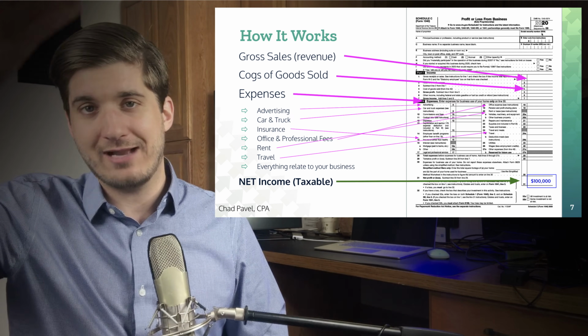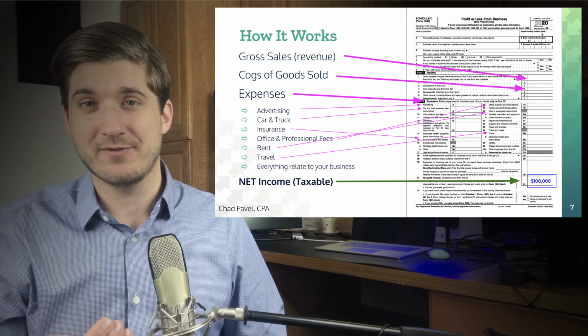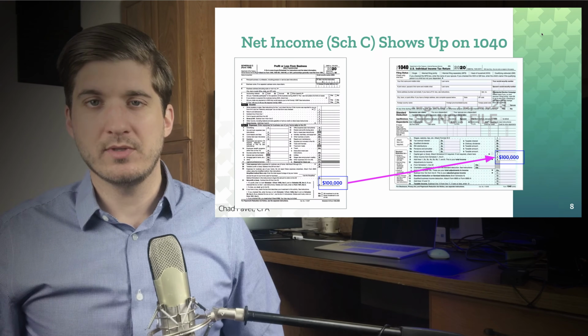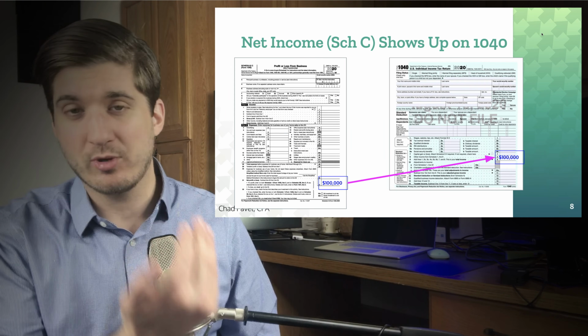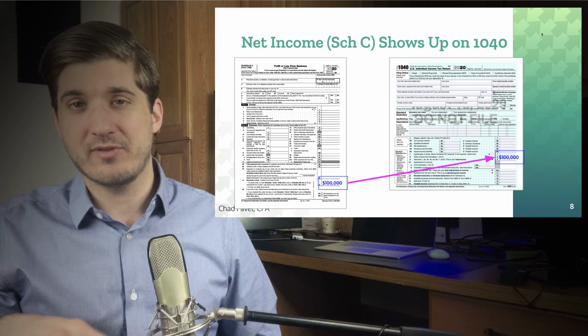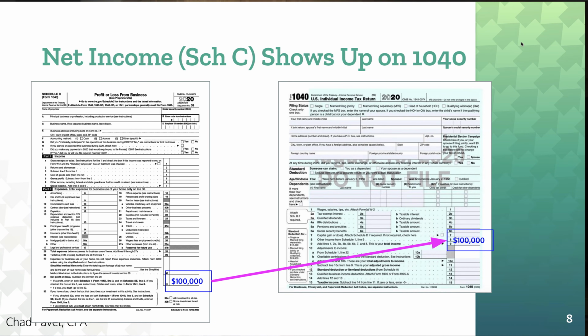And after you have all of your revenues and all of your expenses totaled up, the difference, revenue minus all of your expenses, will be your net income. And that's ultimately what you pay tax on. So in this scenario, we've created a business that has a $100,000 net income. And as you can see here, the net income of the business on the Schedule C actually flows directly onto page 1 of your tax return, which is your Form 1040, your individual tax return.